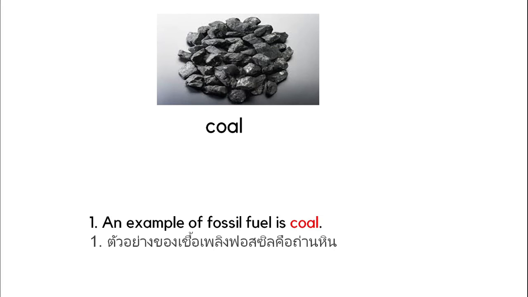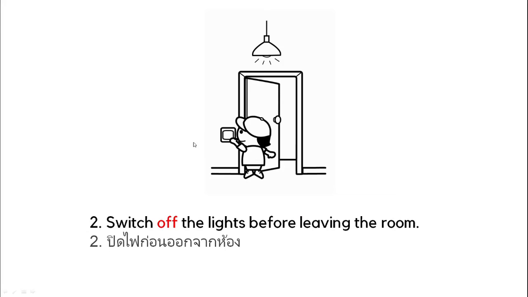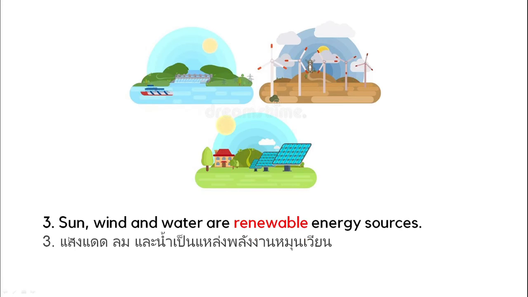Exercise M, page 76. Number 1, an example of fossil fuel is coal. Look at the picture. This is an example of fossil fuel. Number 2, switch off the lights before leaving the room. This is a way to conserve electricity. Number 3, sun, wind, and water are renewable energy sources. So this one here, look at here.